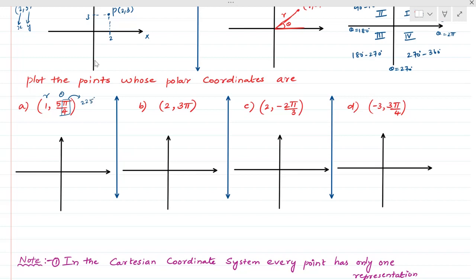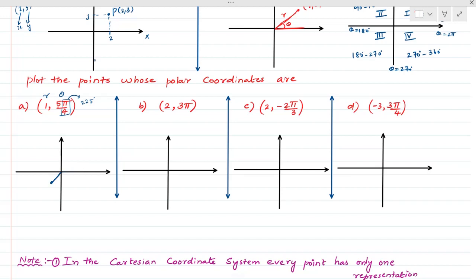In which quadrant will it be? It is the third quadrant, which is from 180 to 270, between this part. So I will take it here. This is the angle formed, and the length, the r value, is 1. So this is the r comma theta.